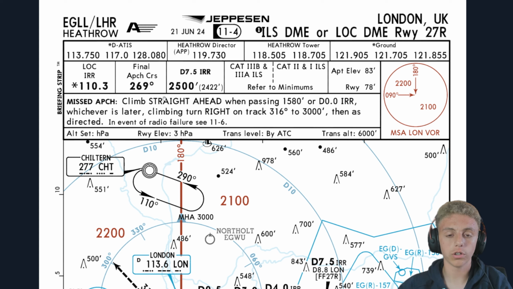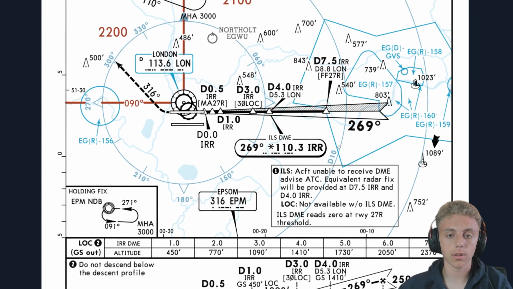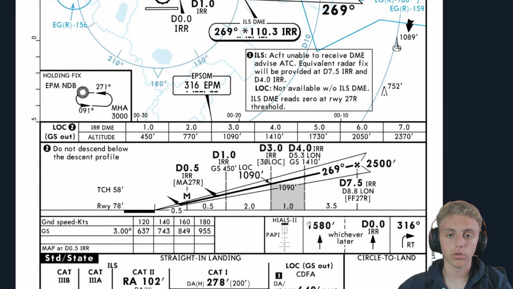Over here you have missed approach instructions. It tells you to climb straight ahead when passing 1,580 feet, or when passing over the ILS station, whichever one is later. Then it tells you to do a climbing turn right on track 316 degrees to 3,000 feet. Then continue as directed by ATC. It tells you that in the event of a radio failure, see chart 11.6. This is all repeated down here. Straight ahead, 1,580 feet, and over the runway threshold, whichever one is later. Then turn right 316 degrees.